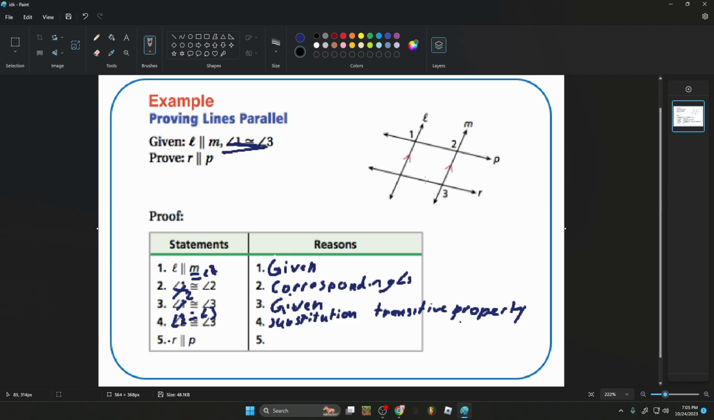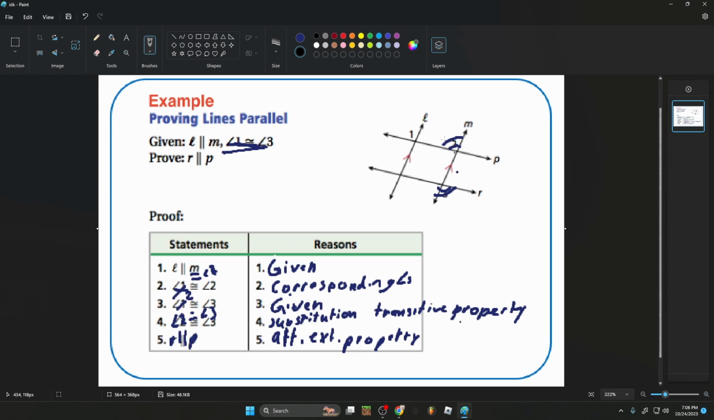So R is parallel to P. This is angle 2, this is angle 3. And if they're congruent, that must mean that they're parallel. You could also know this because look, angle 2 and angle 3, alternate exterior property. Don't get confused because it says R is parallel to P, right?